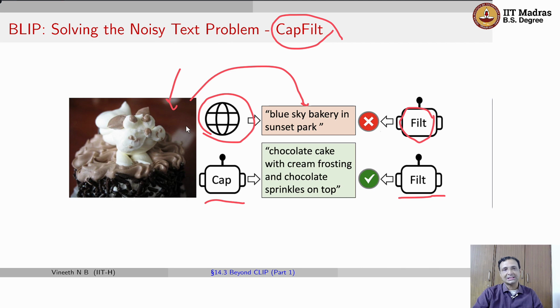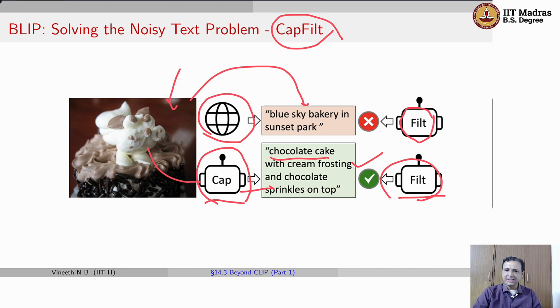This filter is exclusively learned separately on a human annotated dataset. We'll talk about this soon. They also learn an exclusive captioning module, which, given this image, generates a synthetic caption. These are the captions that we saw in one of the earlier slides, which now states chocolate cake with cream frosting and chocolate sprinkles on top. Now the same filter passes this caption as a valid one for this particular image.